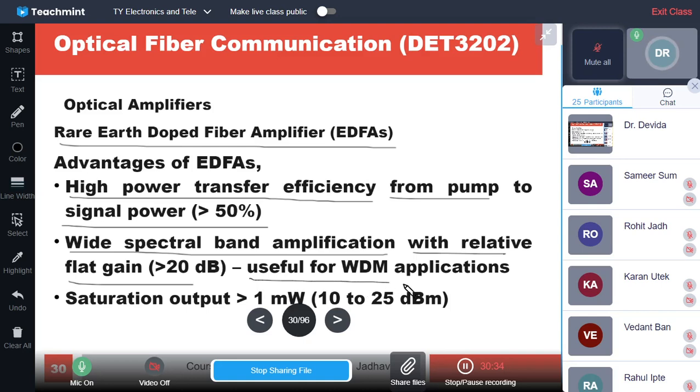So that's why it is useful for WDM applications. Within that very wide spectral band, we can put many wavelengths for many channels for wavelength division multiplexing, WDM, applications. And the saturation output is more than 1 milliwatt, that is 10 to 25 dBm, where dBm is dB per milliwatt. So the advantages of EDFA are high power efficiency, wide spectral band, and saturation output of more than 1 milliwatt.